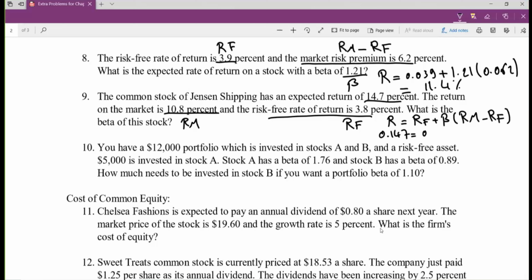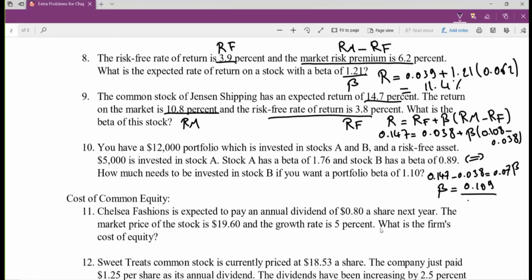equals 0.038 plus beta times RM is 10.8%, so 0.108 minus 0.038. So I have 0.147 minus 0.038 is equal to 0.108 minus 0.038, this is 0.07 beta. So beta equals 0.109 divided by 0.07, and the answer is 1.56.